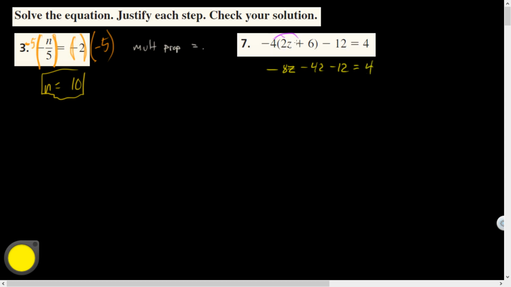All right, so -4 times 2z was -8z, and -4 times +6, with this minus sign still coming with it, is -42. Now I can go through and combine like terms, the ones that are on the same side, like that and like that.